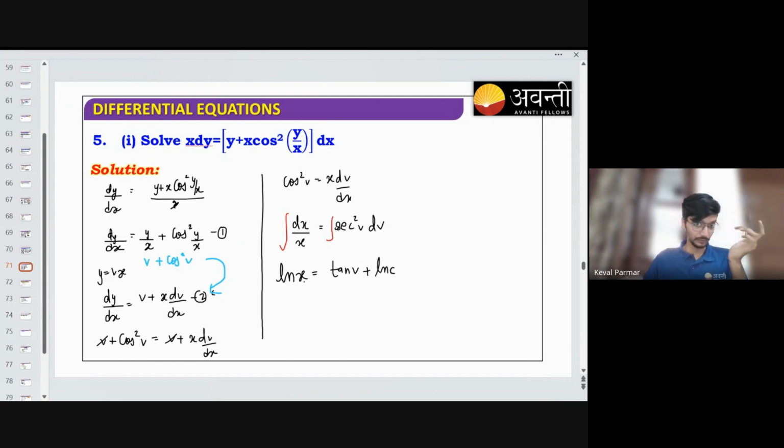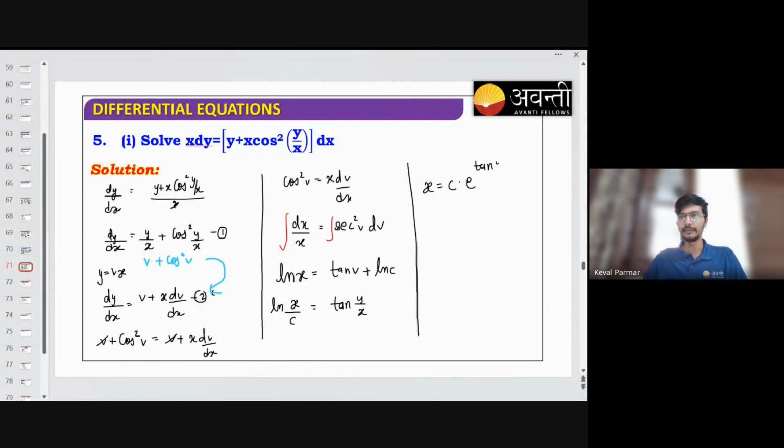Right? So if I take it on the left, ln x by c, by using the property of log, minus will come, is equals to tan y by x. So what is my answer? If I take anti-log, I'll get x is equals to c into e raised to the power tan y by x. This is my answer.